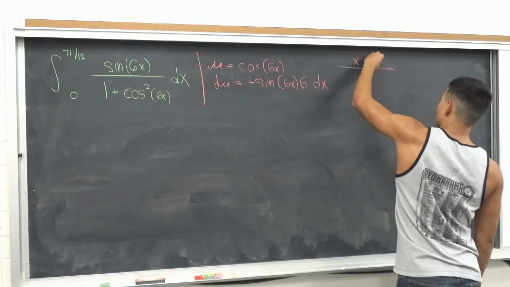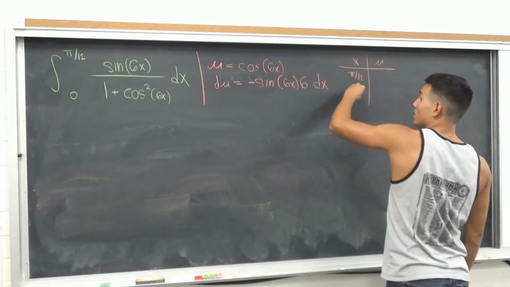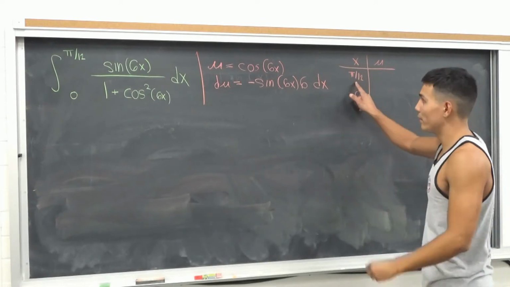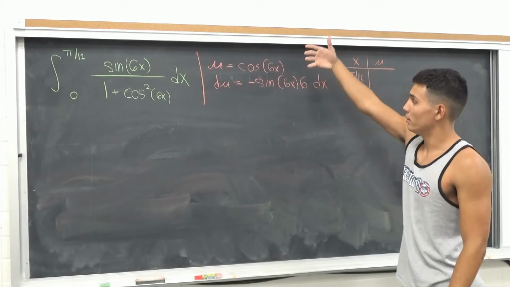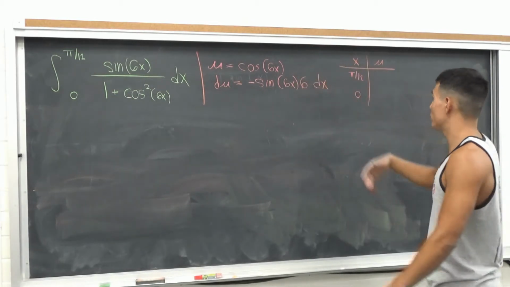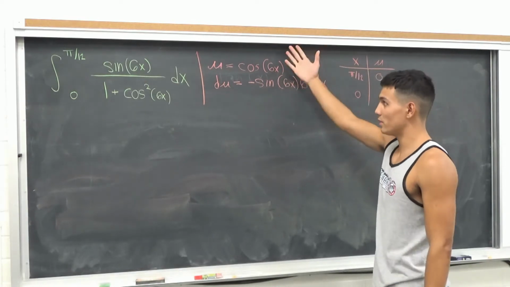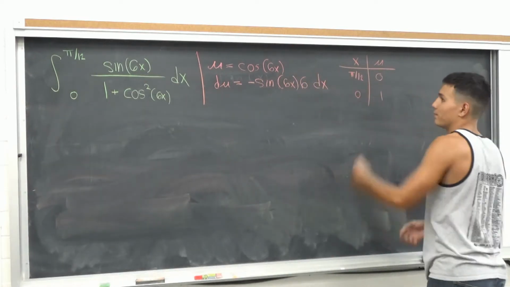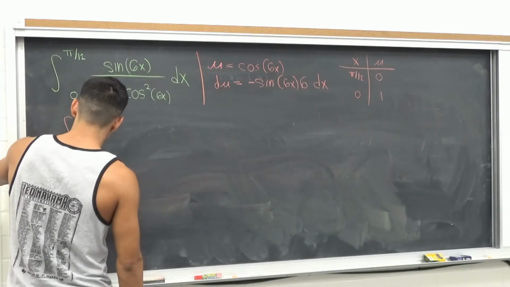So originally x, now we're going to mu. x was originally pi over 12 and 0. So you put pi over 12 in here: 6 times pi over 12 is pi over 2. Cosine of pi over 2 is 0. Put 0 in here: cosine of 0 is 1. So if I rewrite this integral, it's going to be from 0 to 1.